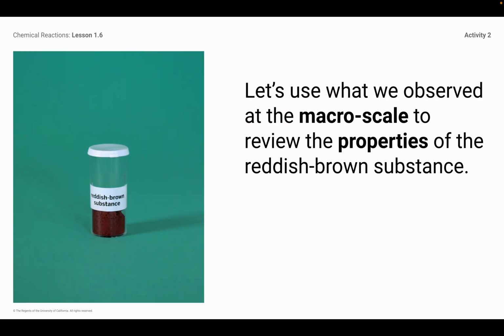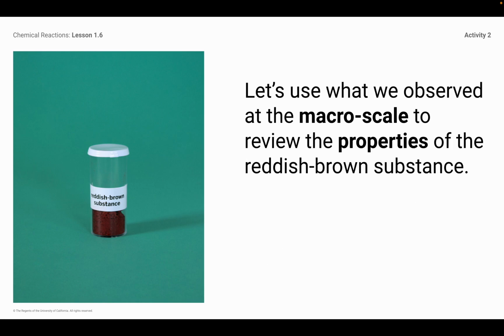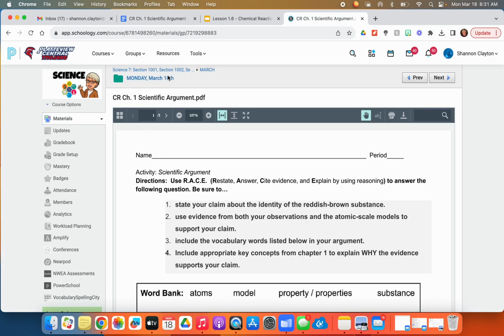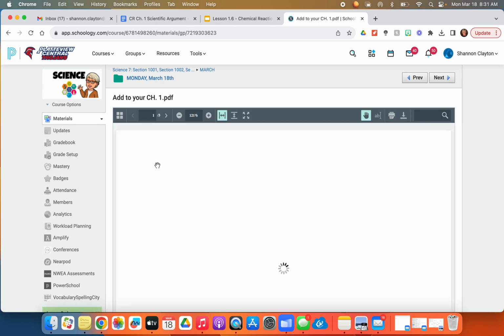Go ahead and flip to page 2. We just talked about what we observed at the macro scale to review the properties of the reddish-brown substance. So that powder, we saw that it was red. We saw that it was a powder. It was a solid. I think those were the 3 things that we talked about. So go ahead and fill in that table. I'm going to come back here and take a look at your notes and make sure you understand what I'm saying.